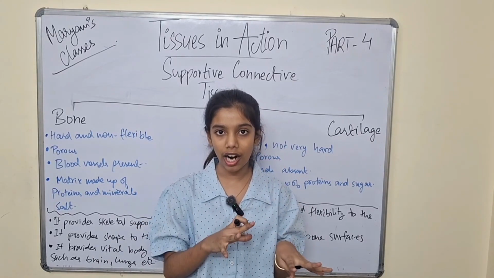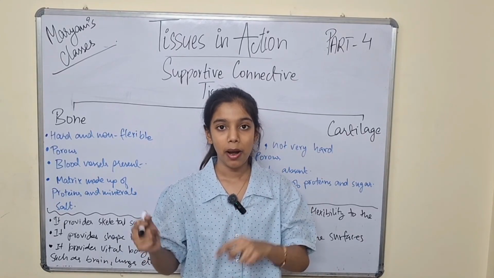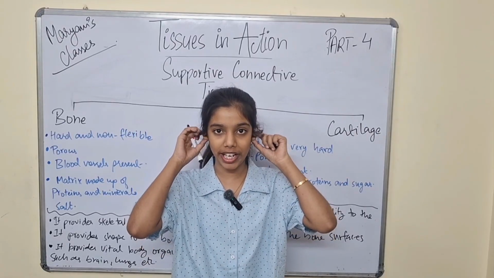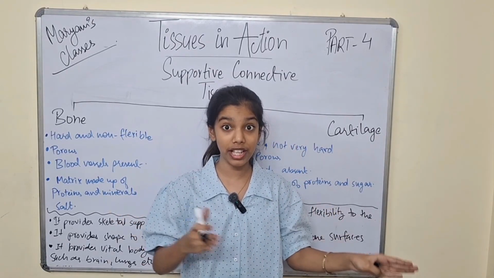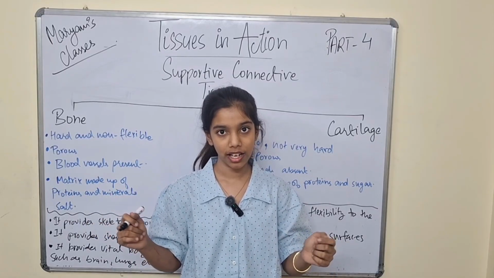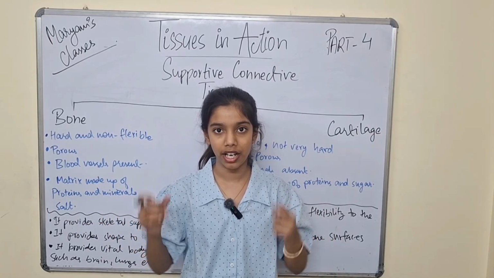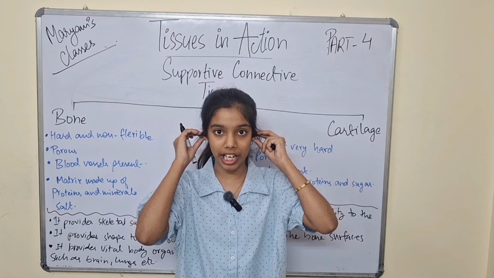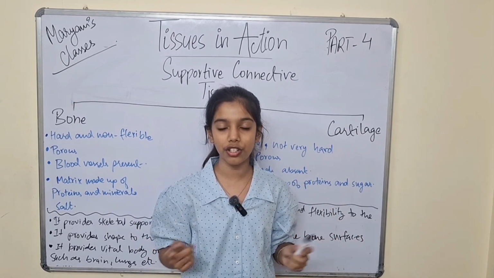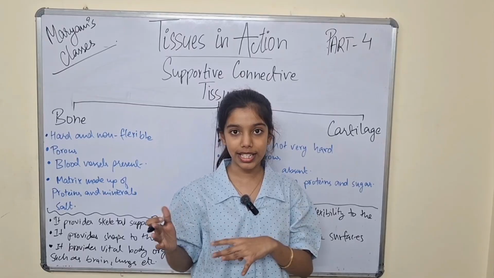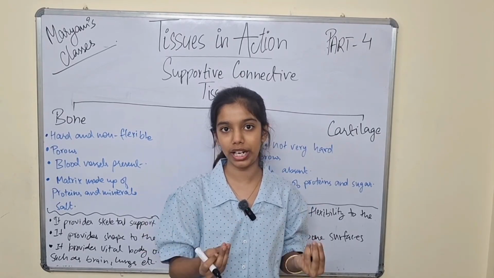Bone is very hard and porous. But cartilage, you can see over here in your ear, it is very soft. It is not as rigid as bone. It is not even that hard. It is flexible, it can move, and on the tip of our nose a cartilage is also present. So this is the main difference between bone and cartilage.